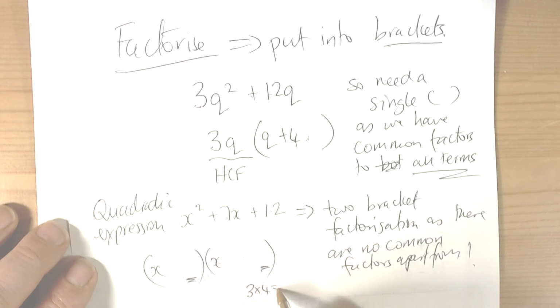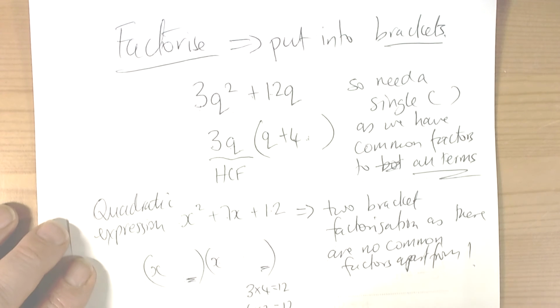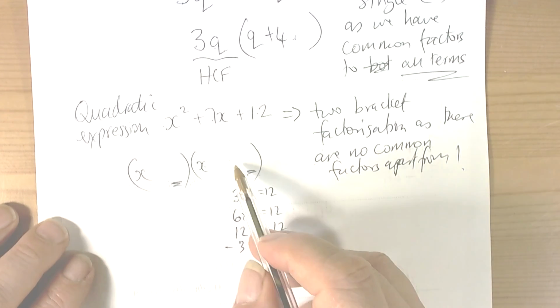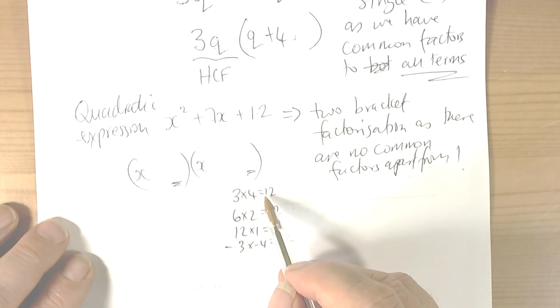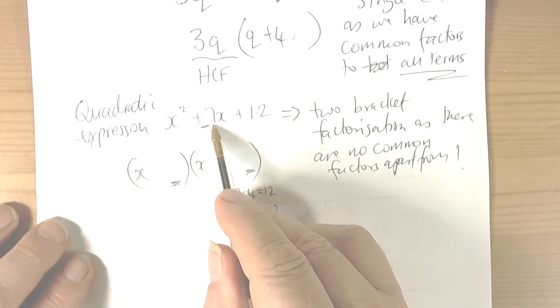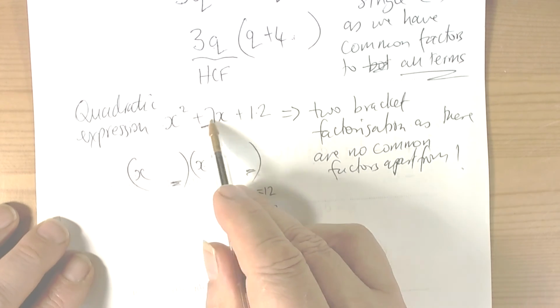Well, 3 times 4 would make 12, 6 times 2 would make 12, 12 times 1 would make 12, and technically negative 3 times negative 4 would make 12, positive 12. So I have lots of different ways that I could make the 12. But all I'm interested in is that one of those ways has to add up to the middle coefficient. So it has to add up to the middle number here, which is plus 7.